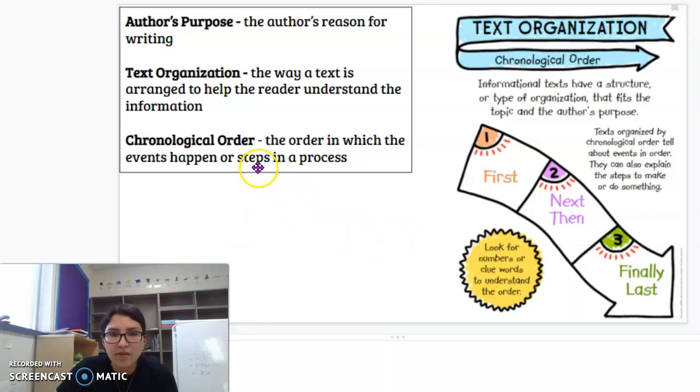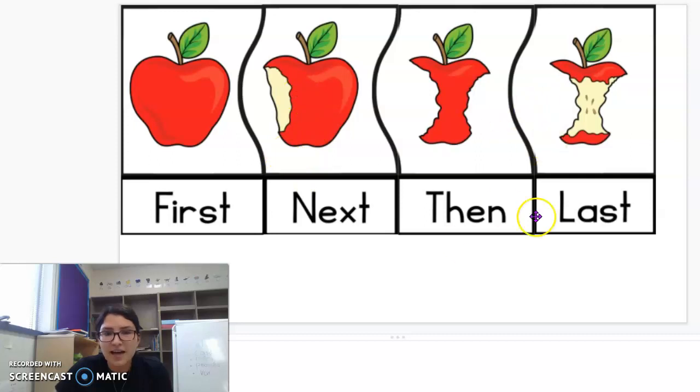So then right here, steps in a process. Think of directions. Think of recipes. You need to follow the steps in a recipe in order to come out with a good tasting dish, whatever it may be, whether it's cookies or pasta. You need to follow the steps so everything comes out looking and tasting good. Now, directions for playing a game, you need to follow the directions in order so you're playing the game correctly. So that's chronological order. Think of also this: first, next, then last.